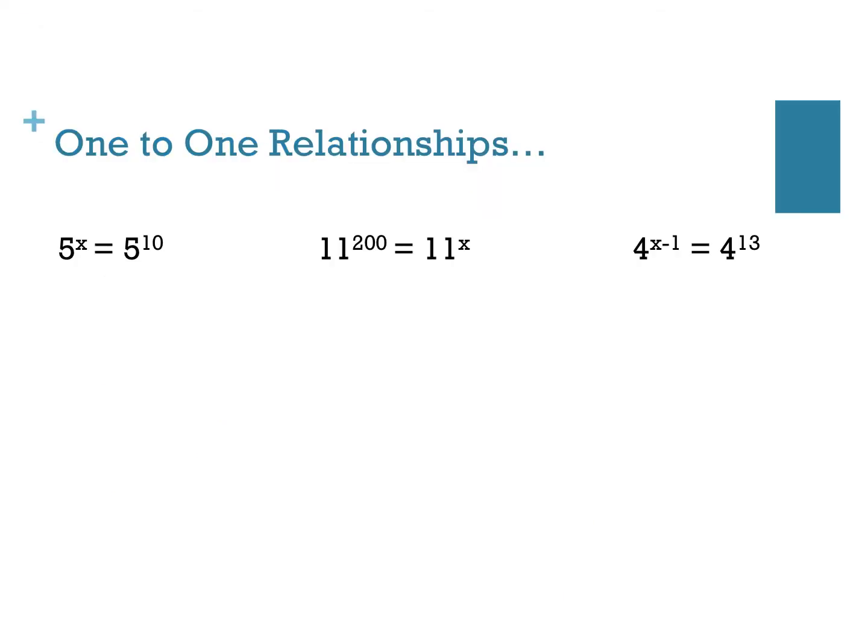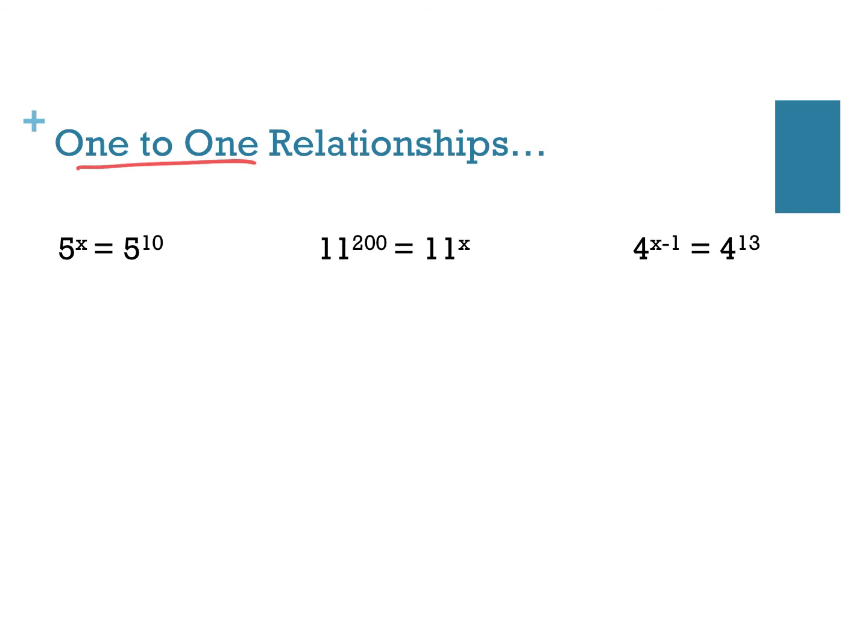So let's take a look at a couple more. What you're going to see on your worksheet is there might be some that look like this, where you have the same base, but now you have exponents that are variables. Again, we're still solving, so we're trying to see what x equals in those scenarios. But all these ones are unique. These are called one-to-one relationships.